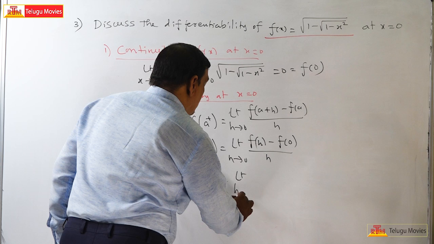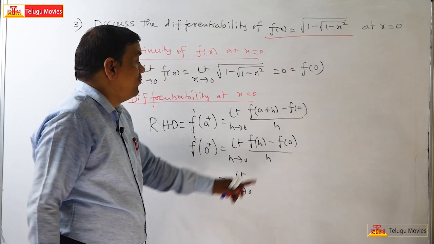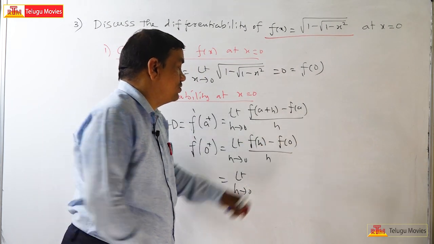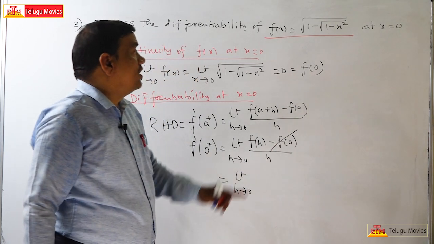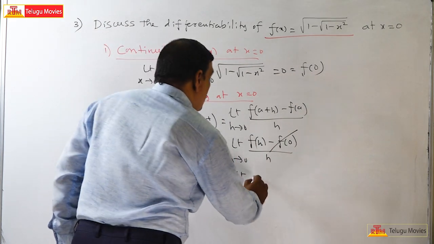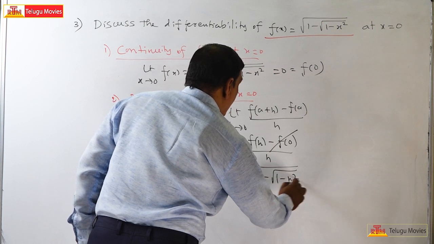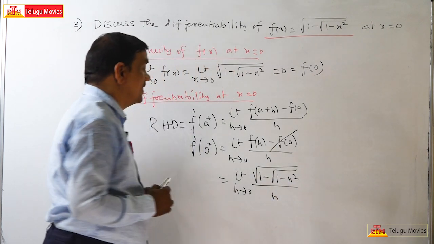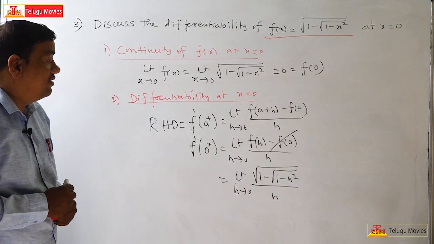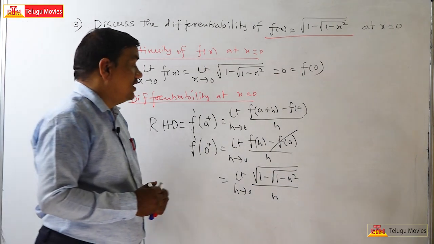That is, limit h tends to 0. f of 0 is equal to how much? 0. So this value is 0, no problem. Now, f of h is root over 1 minus root of 1 minus h square, divided by h. Now you have to find the limit of this value. Okay, then how to find it?